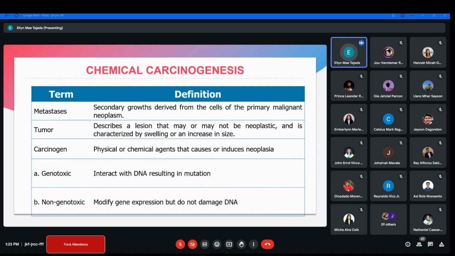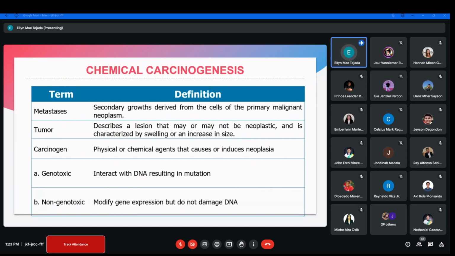Now, under carcinogens, there are two types of categories. The chemical, viruses, radiation, hormones, or solid materials can be divided into two. These are called genotoxic and non-genotoxic. So, what is the difference of these two?